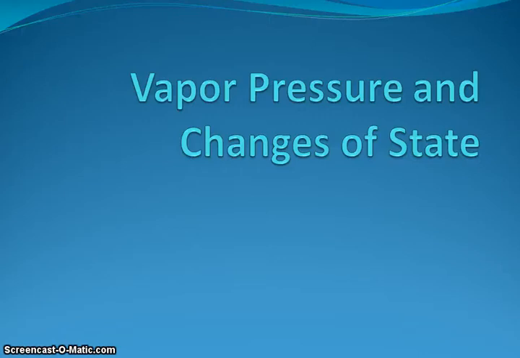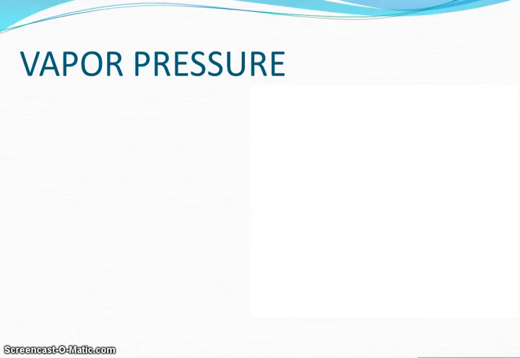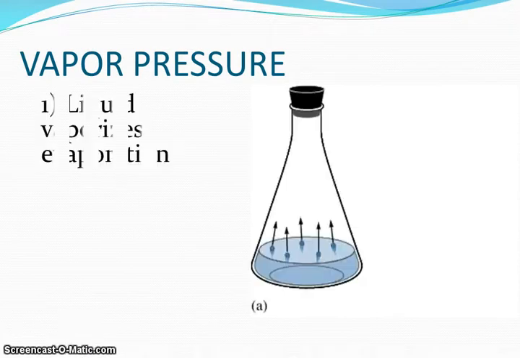Vapor pressure and changes of state. Let's discuss what vapor pressure is. We're going to start with a flask which has been closed off from the environment. If we have a liquid in that flask, the liquid is going to start to vaporize or evaporate. It's going to start to change from a liquid to a gas.